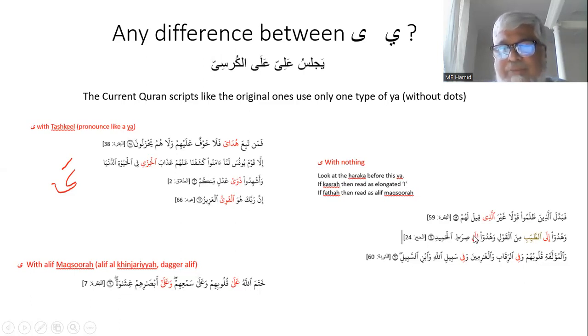We say ila, but even if you don't have it, you can still pronounce ila because of this ya sitting after the lam and the fatha before it. Fi, wafi, it just gets one elongation. That's called a ya with nothing on it. So a ya with nothing on it will be pronounced as e or a, depending on what sign is on the previous letter. Sometimes we'll see an alif with something like an a, which we call alif maksura, or alif al-khanjariyya, or dagger alif, like this.